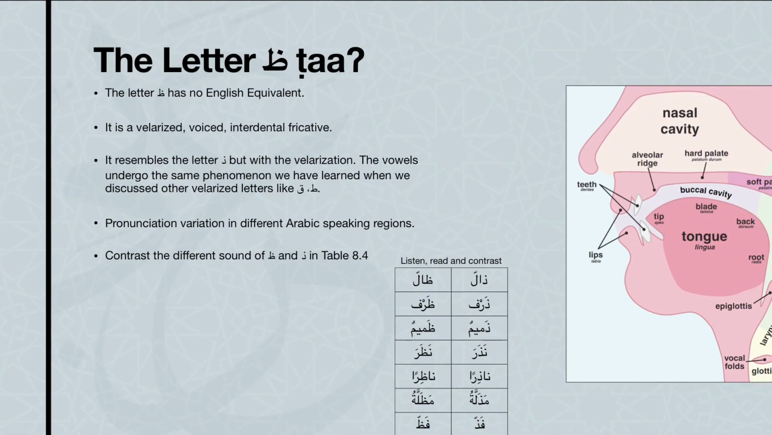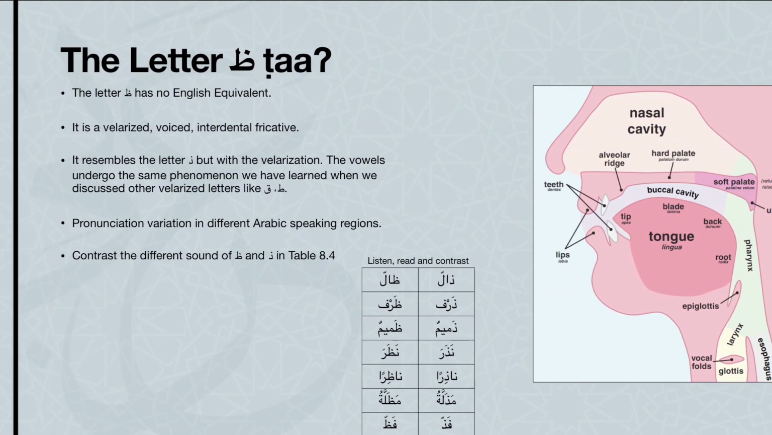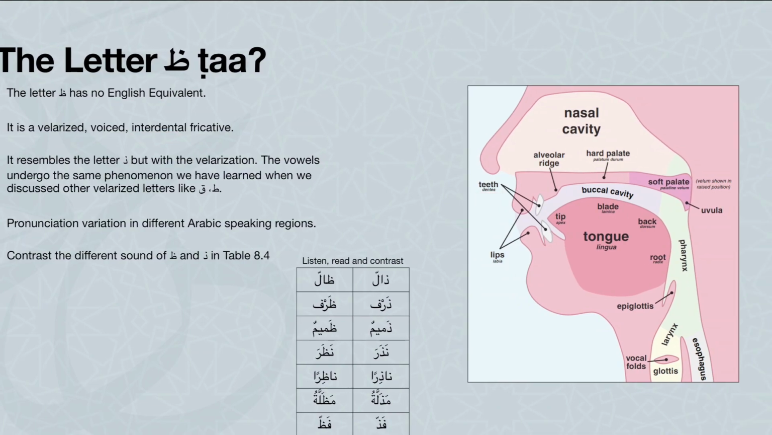So the letter Dha. Dha is basically the same exact scenario, but with the letter Dal, not the letter Dad. So again, let's read its definition. The letter Dha has no English equivalent, but it's velarized, so we already know that it's from here, the velum. It's voiced, that it causes your vocal cords to vibrate, and an interdental fricative. What does that mean? Interdental means it comes from the teeth, from the dentals. And fricative means you produce the sound by creating a small gap caused by your tongue and your teeth that air passes through, producing the sound.